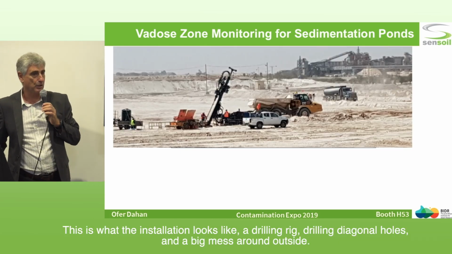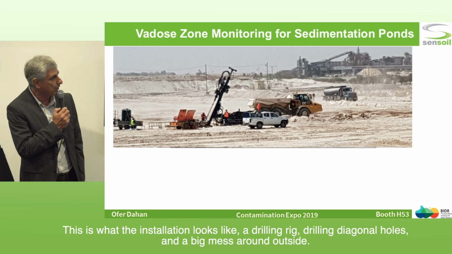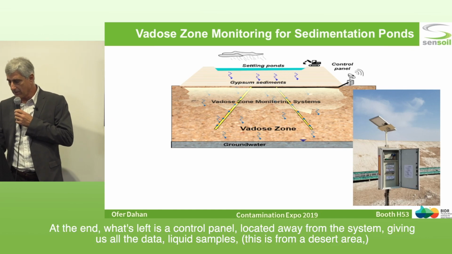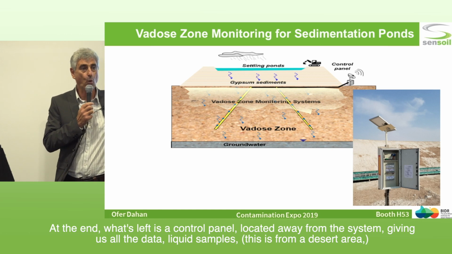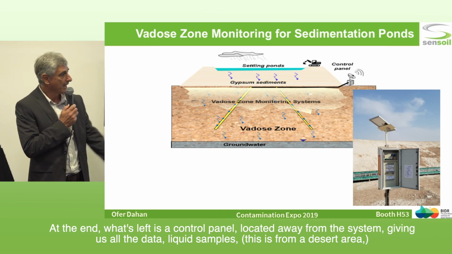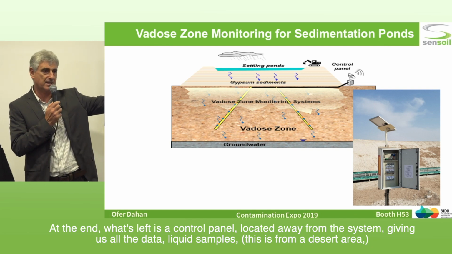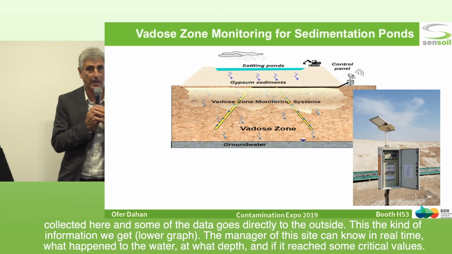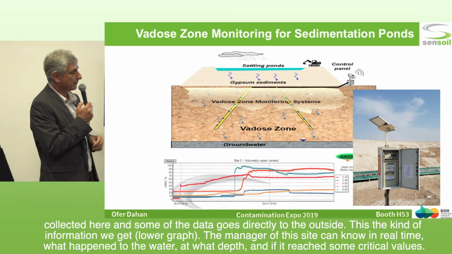This is how the installation looks: a drilling rig, drilling diagonal holes, a big mess around outside. At the end, what's left is a control panel located away from the system, and giving us all the data, liquid samples from, this is a desert area, collected here, and some of the data go directly to the outside. And this is the kind of information we get.